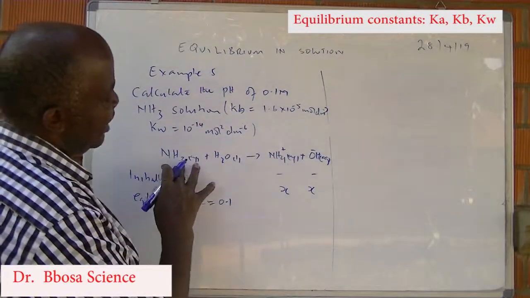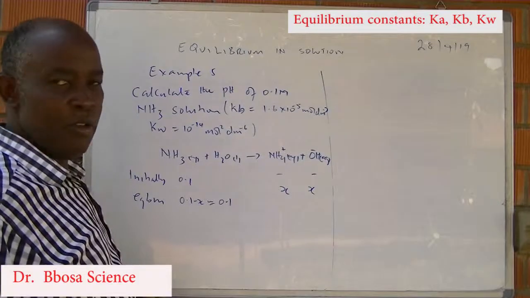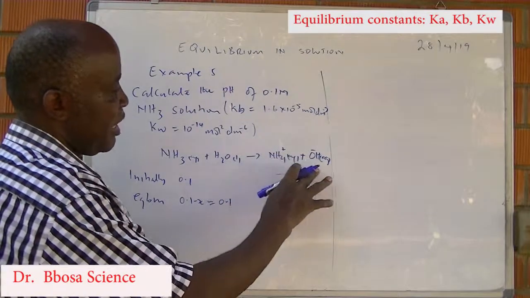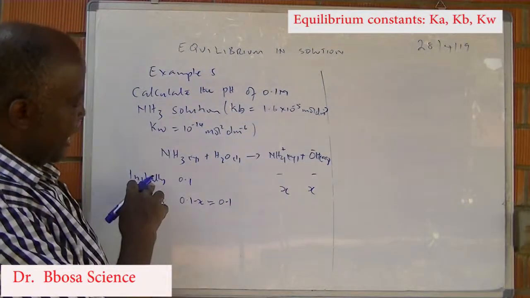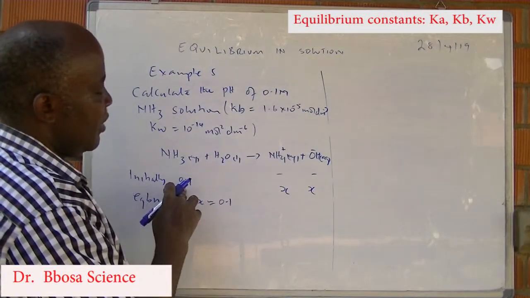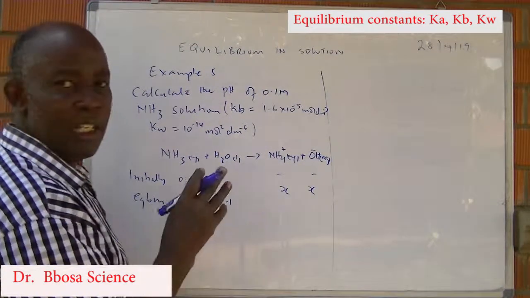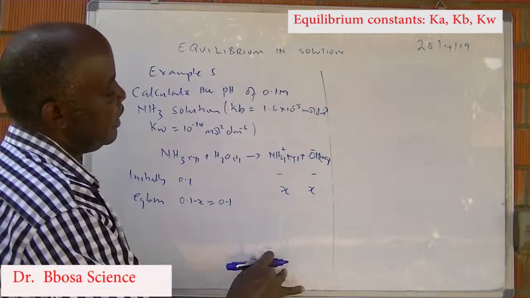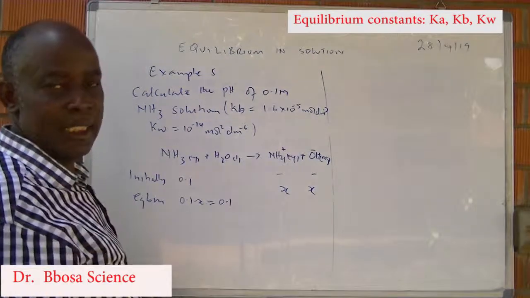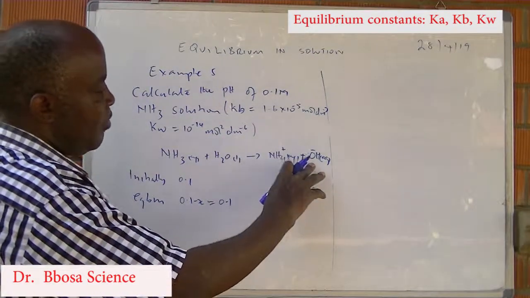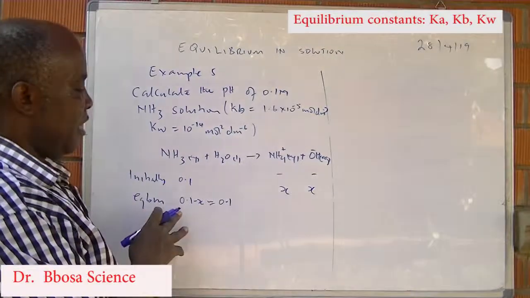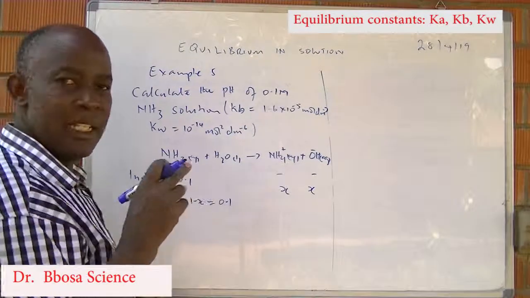So what do we do? First, we write an equation for ionization of ammonia in water: ammonia plus water gives ammonium ion plus hydroxyl ion. Initially, they have told us the concentration of ammonia is 0.1. At equilibrium, supposing the concentration of hydroxide ion is X, the concentration of ammonium ion is equal to the concentration of hydroxide ion, which will be equal to X. When X moles form of hydroxide ions, X moles of ammonia have reacted with water. Therefore, the moles of ammonia remaining will be 0.1 minus X.